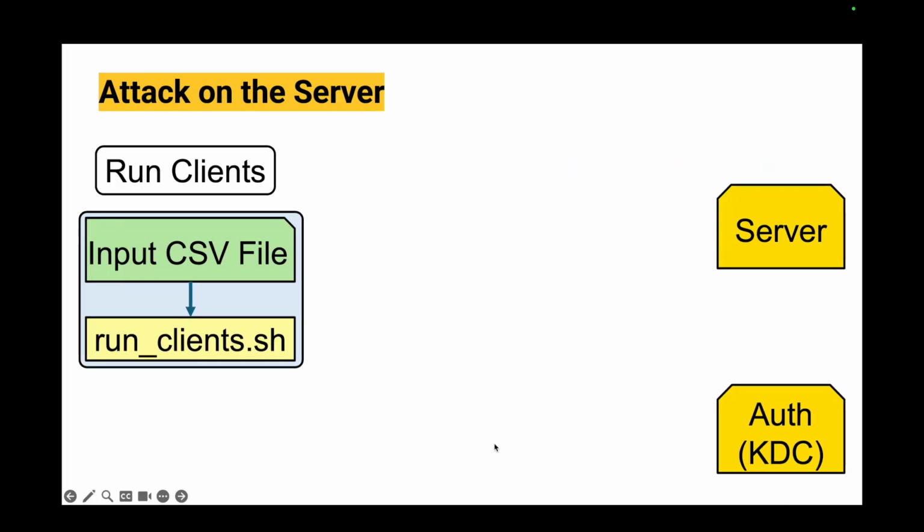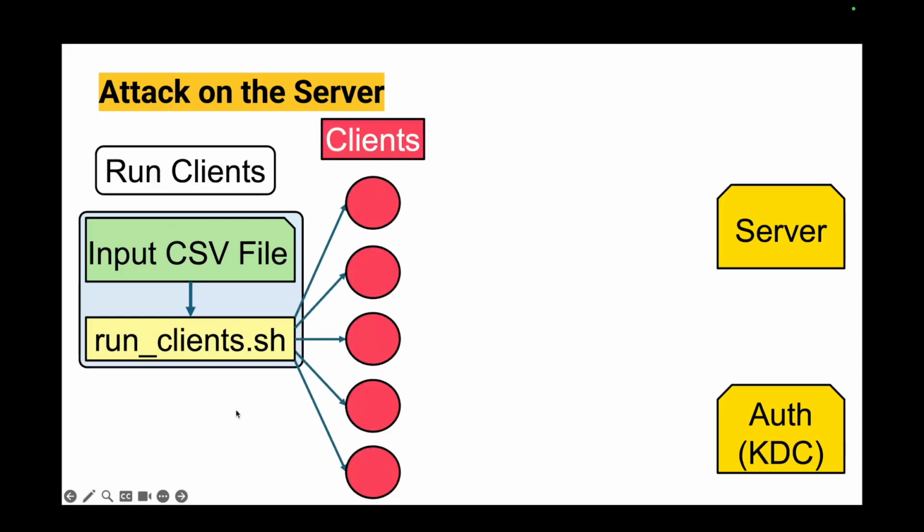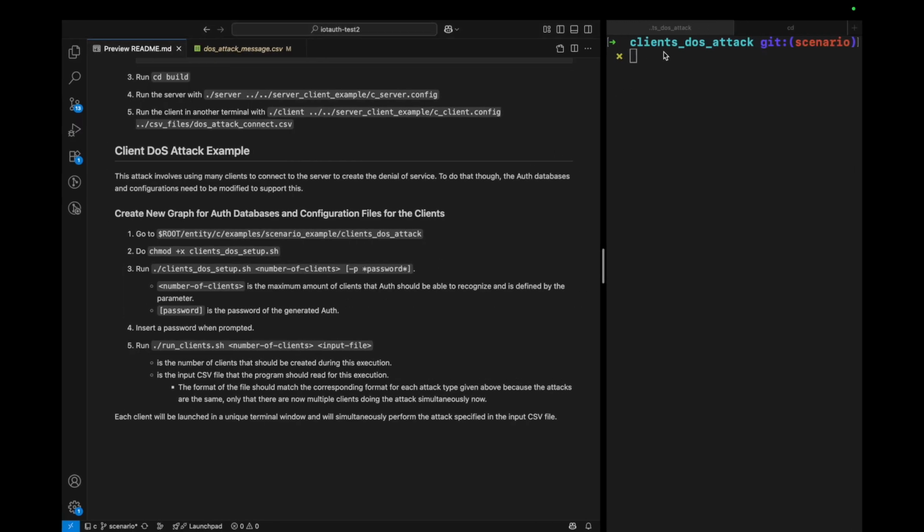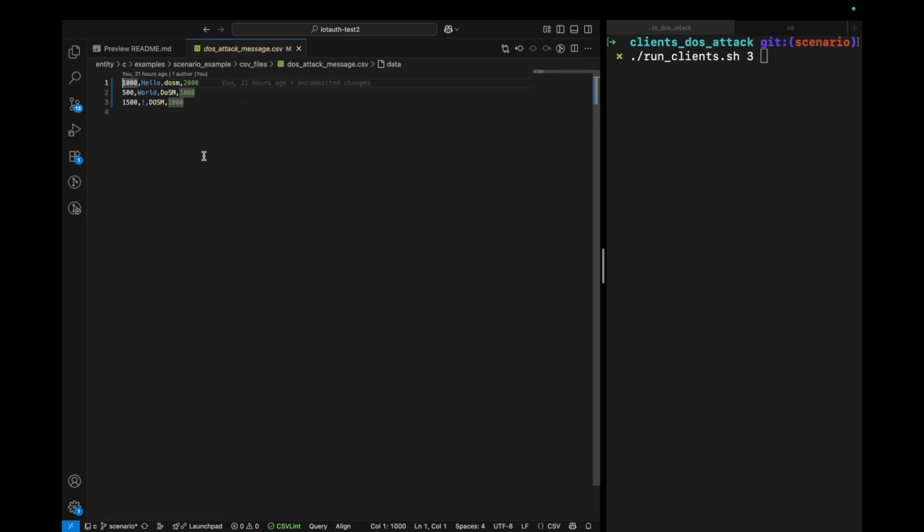Next, I will show an attack on the server. To do that, the user will need to run the clients using the run client script again. It will take in an input file, and the script will generate the clients, and the clients will attack the server by sending a large amount of secure messages. To demonstrate that attack, we'll go back to the same directory as before, use the same script, and we'll use 3 clients again, but this time the input file will change. Although it looks very similar to the last one, the details that distinguish the attack type are in the README. For now, we just need to know that this file will send a large amount of secure messages to the server.